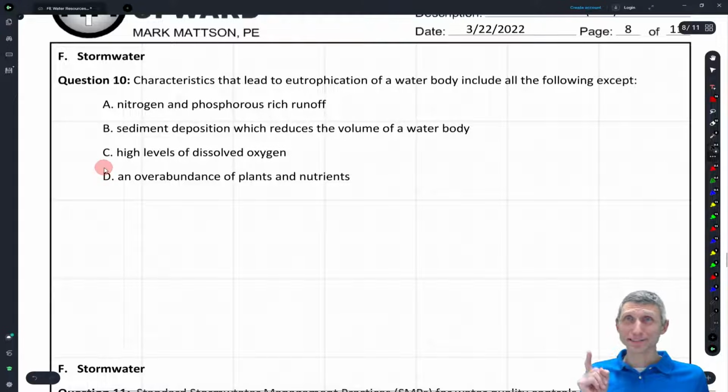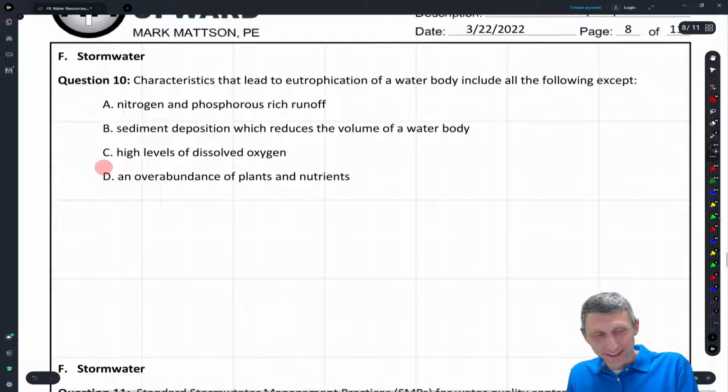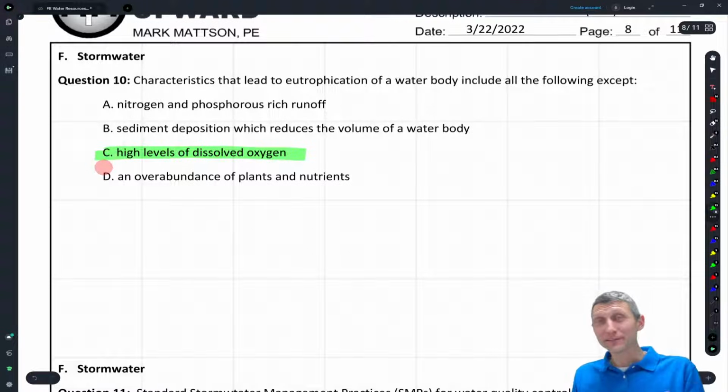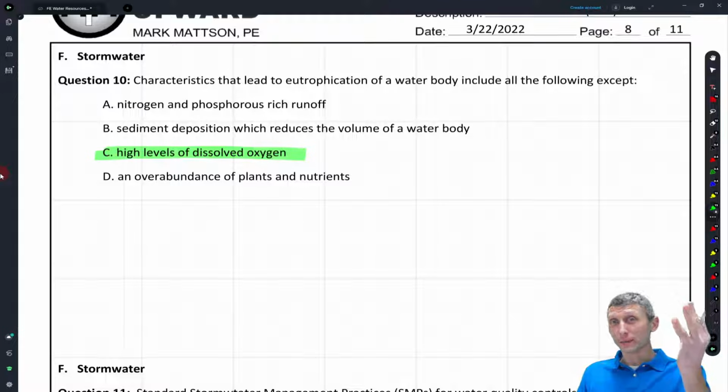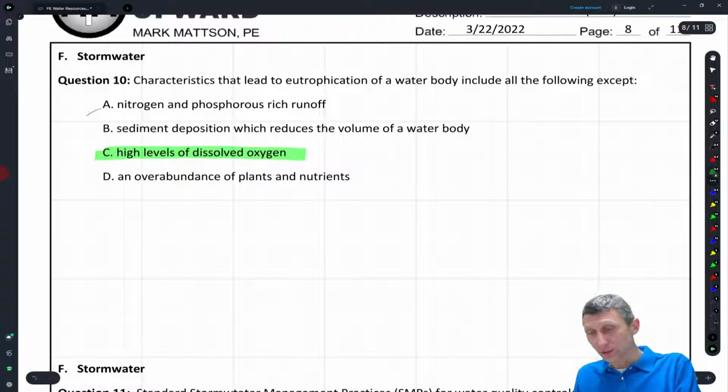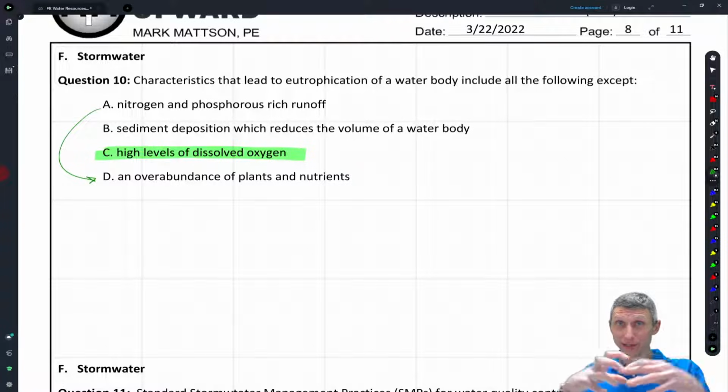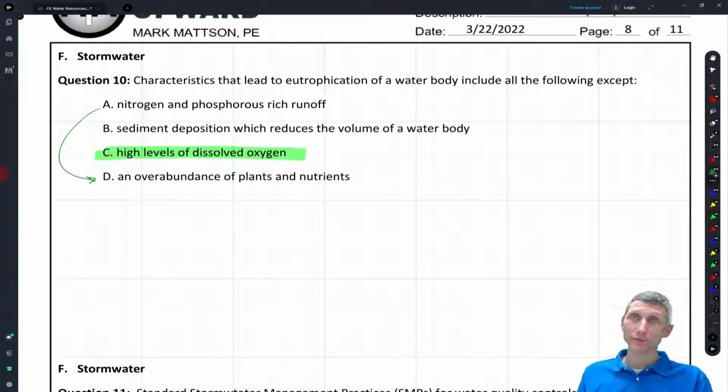I'm going to skip high levels of dissolved oxygen because that's the answer. I'll highlight that answer. Actually, high levels of dissolved oxygen is good. When you think about a lot of ponds around a building, you'll often see a fountain in it. And the fountain is decorative; it looks nice, but it also adds a lot of oxygen into the pond, which helps with decomposition and that sort of thing. But again, an overabundance of plants and nutrients, these two go hand in hand. So more fertilizer into the water, more blooms, a more decomposing mass, which eats up that dissolved oxygen, which is bad for fish and other aquatic life.